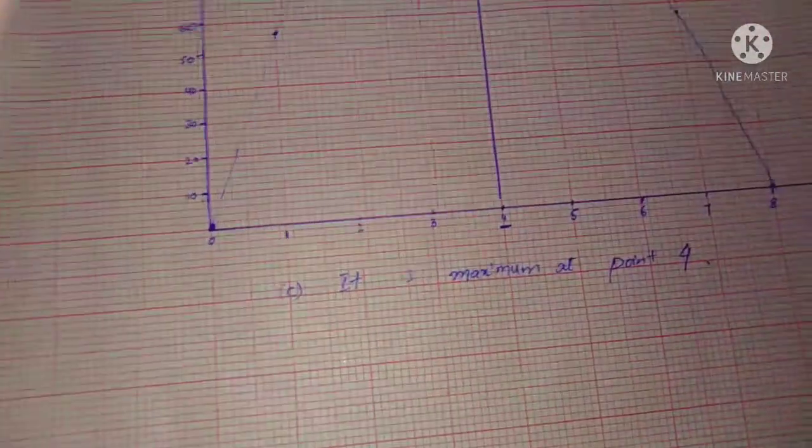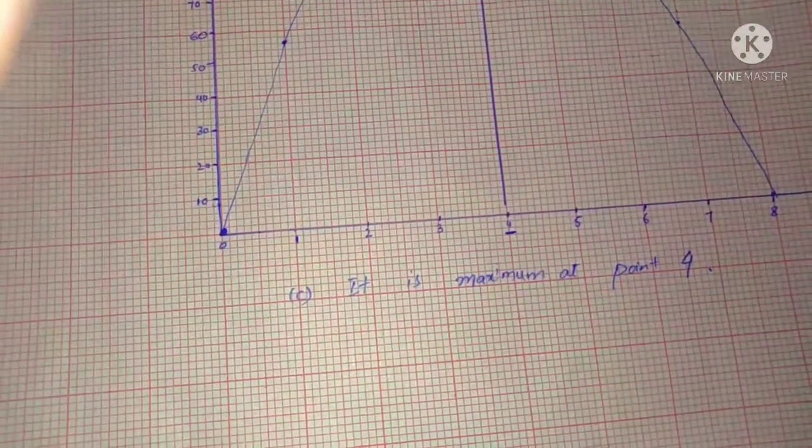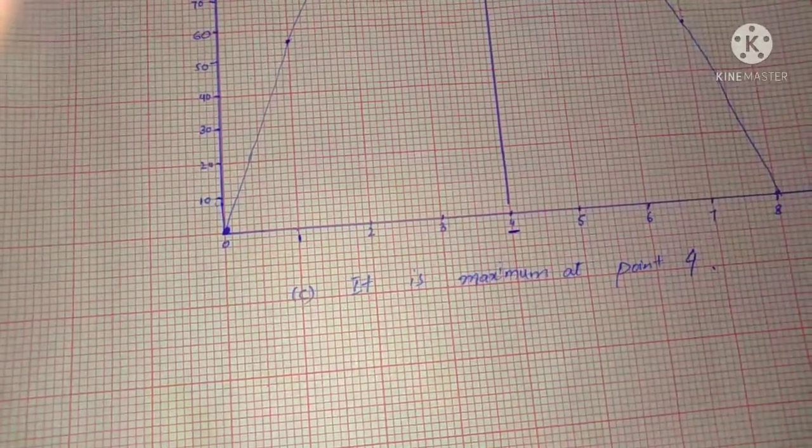I hope that today's concept is clear to you. Practice this sum, because when you practice, this concept will be more clear to you.